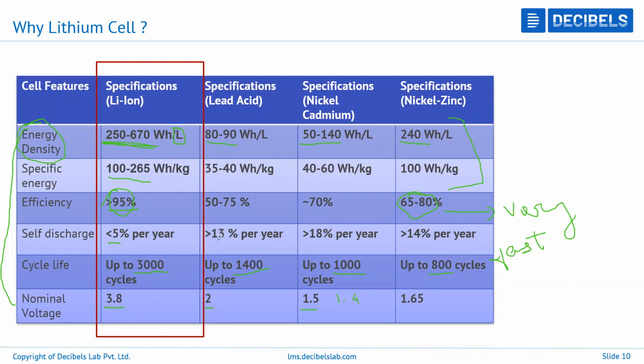So this is a brief overview as to why exactly lithium-ion cells are preferred. In today's EV applications, your electric cars, electric buses, even electric trains, and now they're looking at more advanced and modified lithium-ion cells for electric aircraft. So these are the complete highlights as to why lithium-ion cells are used.